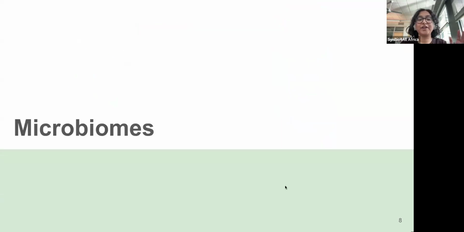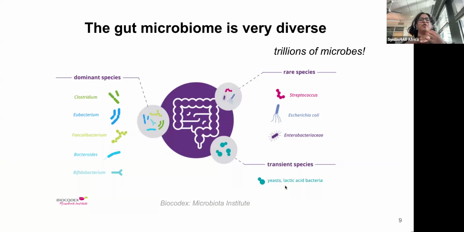Now we're going to talk a little bit about microbiomes. As all of you probably know, the gut microbiome is very diverse. It's a combination of so many different organisms that help you digest your food. It's on the magnitude of trillions of microorganisms that populate your intestines, like bacteria and viruses and fungi, including a bunch of different yeasts. There are dominant and rare species, but also some transient species that can colonize your gut based on what you're eating or the environment that you're in.